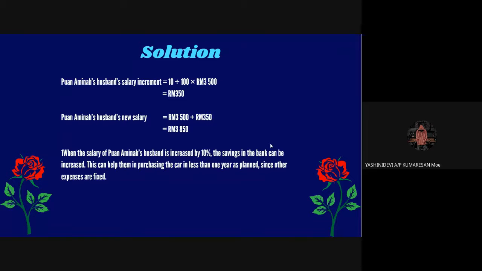So, what is the effect of Puan Amina's husband's salary increment on her financial goals? The effect is that when the salary of Puan Amina's husband is increased by 10%, the savings in the bank can be increased. This can help them in purchasing the car in less than 1 year as planned, since other expenses are fixed.